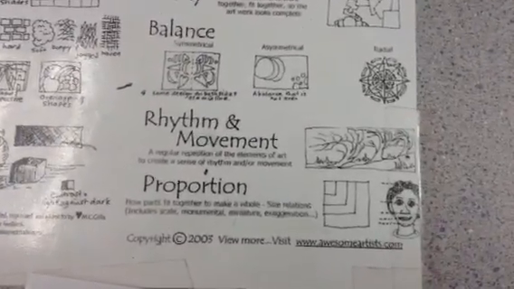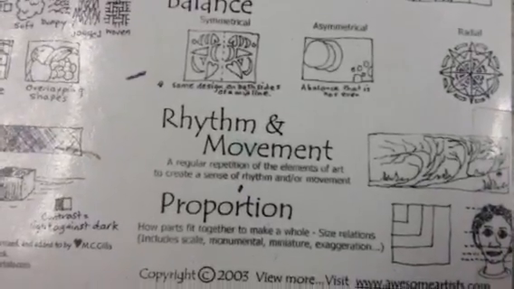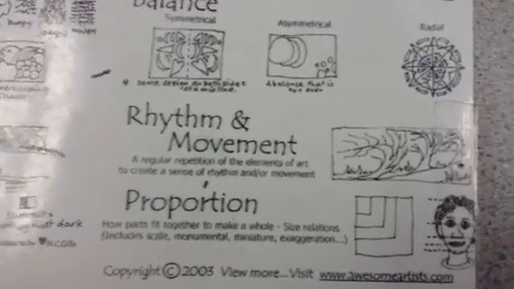This one has a lot of principles of design. Okay. Rhythm and movement. This one's really hard to teach, especially you guys, because you're in elementary. So it's okay if you don't understand this. I promise you'll get it in high school or something, if you don't quite understand it. But I'll try my best. A regular repetition in the elements of art to create a sense of rhythm or movement.